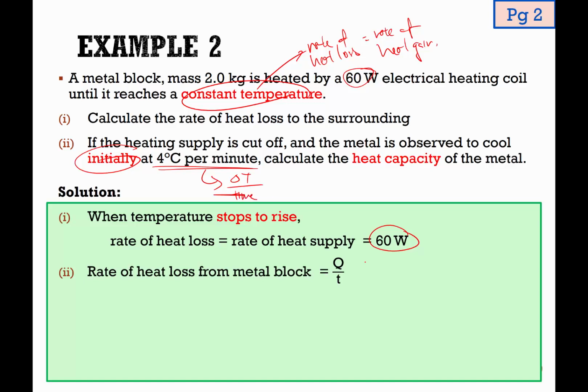So basically here we have Q. Q over t is the rate of heat loss, and Q should be equal to mc delta T. Or in this case, since we are solving for heat capacity, instead of mc delta T, we should be looking at the heat capacity multiplied by delta T. So with this in mind, we have C delta T over t, and this delta T over t is basically my 4 degrees Celsius per minute, which is 60 seconds. Then we can start solving for the heat capacity thereafter. So that's it, heat capacity should be 900 joules per Kelvin.